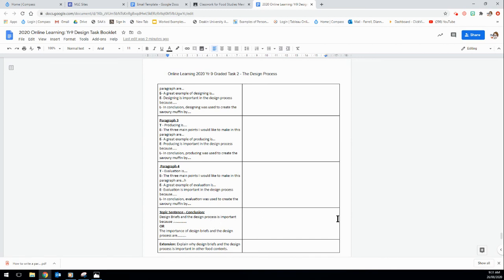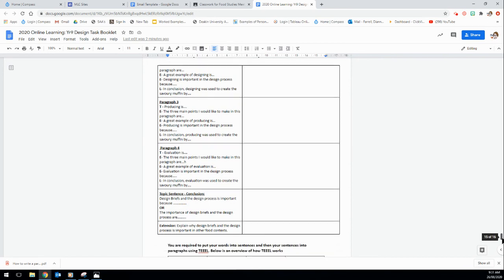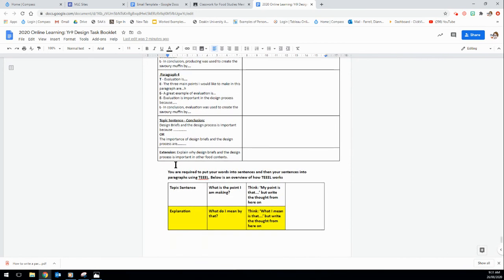Then you've got part of your conclusion, okay? So if you have a look at the extension question, it is looking at explain why design briefs and the design process is important in other food contexts. So I'm going to have a look at some of those videos. You'll need to look back over and give some indication of why you think design briefs and design process are important for other food contexts, like food manufacturers. Why do they need them? Okay, so that's where you're going to pull some of that knowledge from that you've learnt from those videos.